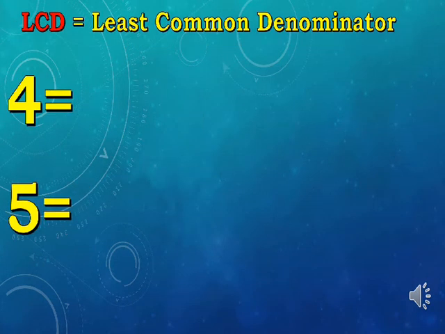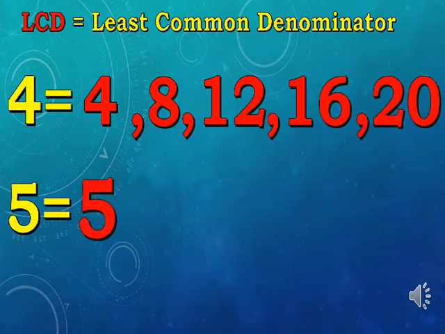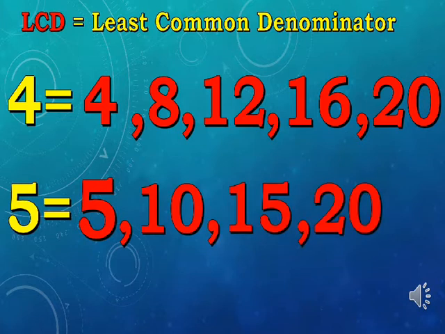To find the LCD, or least common denominator, of 4 and 5, let us first find the multiples of 4. The multiples of 4 are 4, 8, 12, 16, and 20. And the multiples of 5 are 5, 10, 15, 20. So the least common denominator of 4 and 5 is 20.